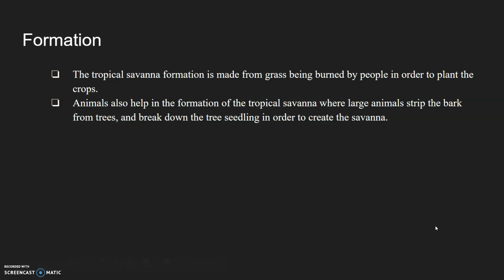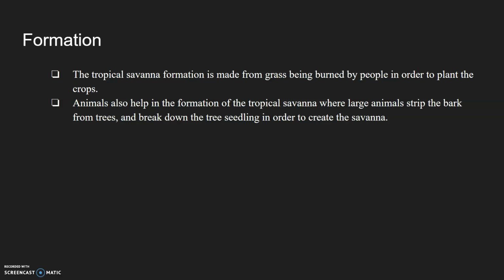So now we are going to talk about the formation of the tropical savanna. So the tropical savanna formation is made from grass being burned by people in order to plant the crops. Animals also help in the formation of the tropical savanna, where large animals strip the bark from trees and break down the tree canopy in order to create the savanna.